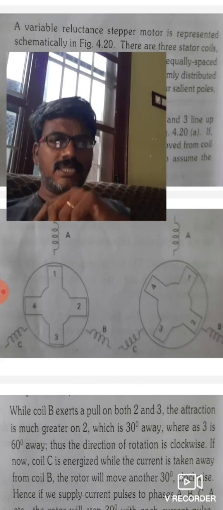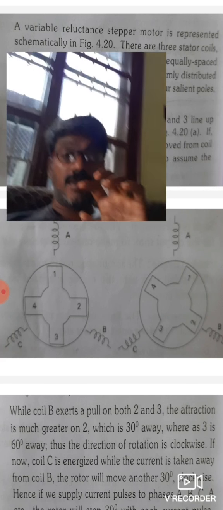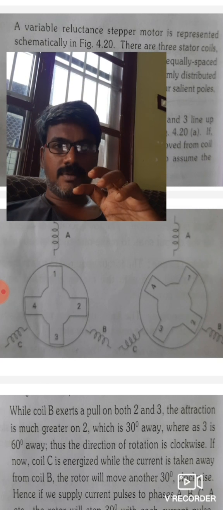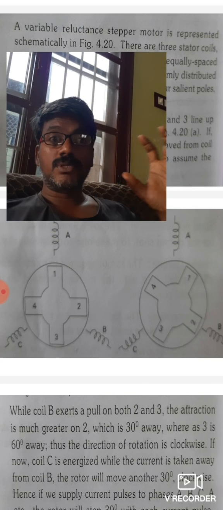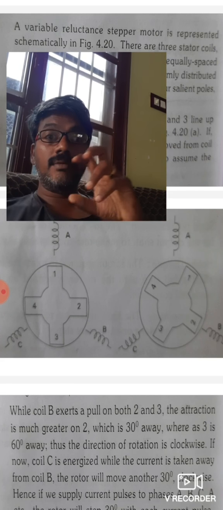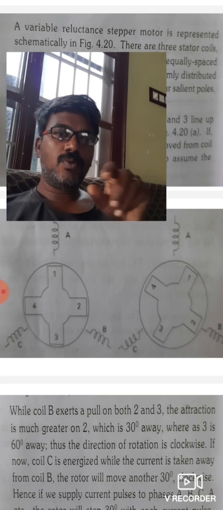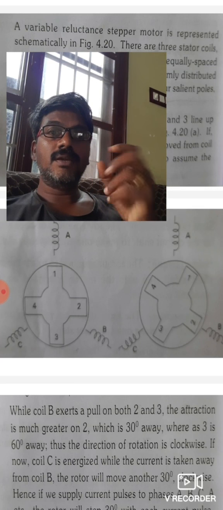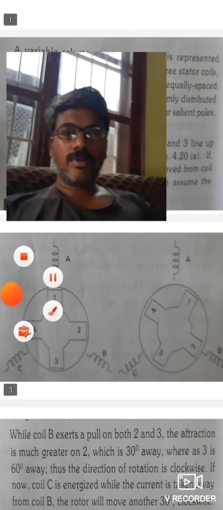Suppose it has 8 teeth. For perfection, it requires a larger number of steps. For smooth running and best precision, we require a larger number of poles. So instead of 4 poles, if you use 8 poles, then the step angle will be 15 degrees. Then we require 24 pulses.